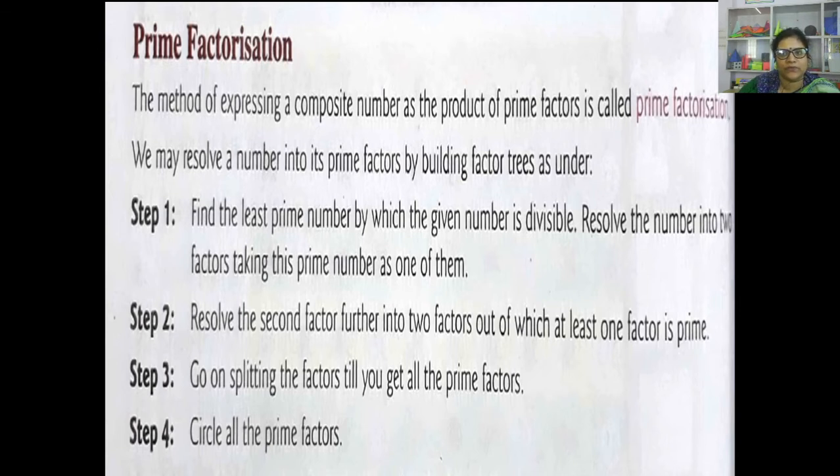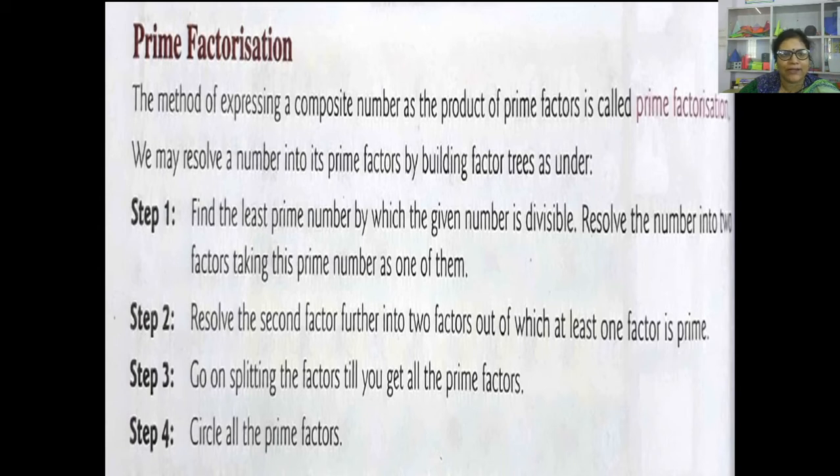So, some of the steps that we are following to find the prime factorization. Number one, the method of expressing a composite number as the product of prime factors is called prime factorization. This one I have already told you. Now that means the composite numbers, those that have more than two factors, like 6, 8, 9, 15. These are the composite numbers.